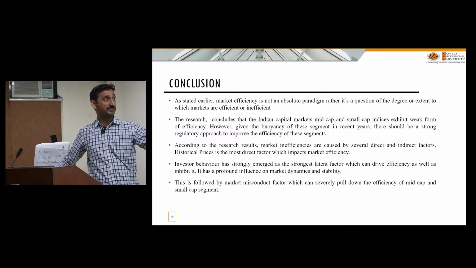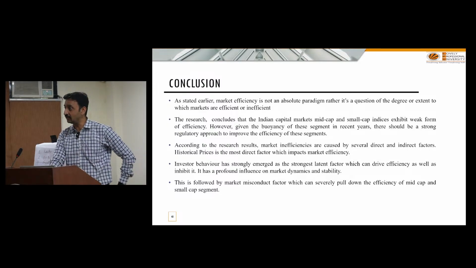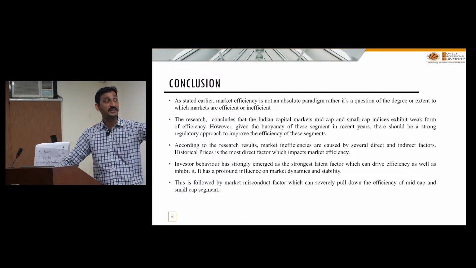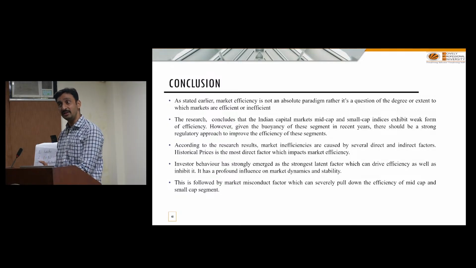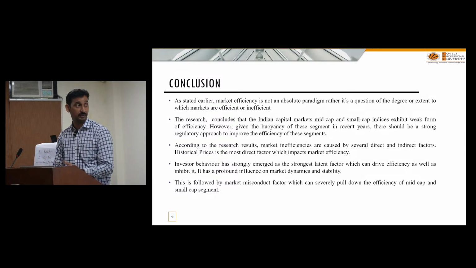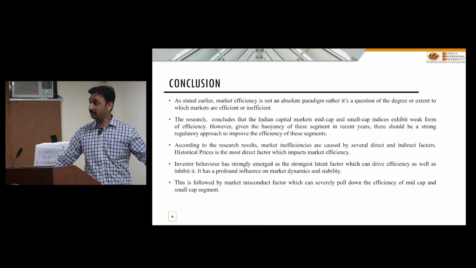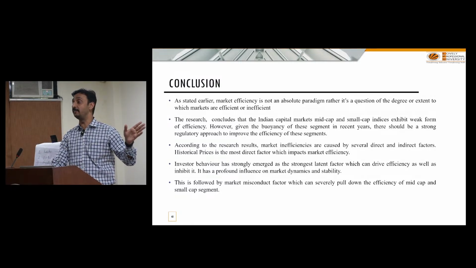According to the research result, market inefficiencies are caused by several direct and indirect factors. Historical price is one of the direct factors. So there are direct factors that have come out of this research, and there are indirect and latent factors. Investor behavior has strongly emerged as one of the strongest latent factors. There is a very limited amount of research in the market which clearly talks about how investor behavior is related to market efficiency, and what the degree of correlation is. We can see a very strong correlation of investor behavior with market efficiency, and it has a profound influence on market dynamics and stability.